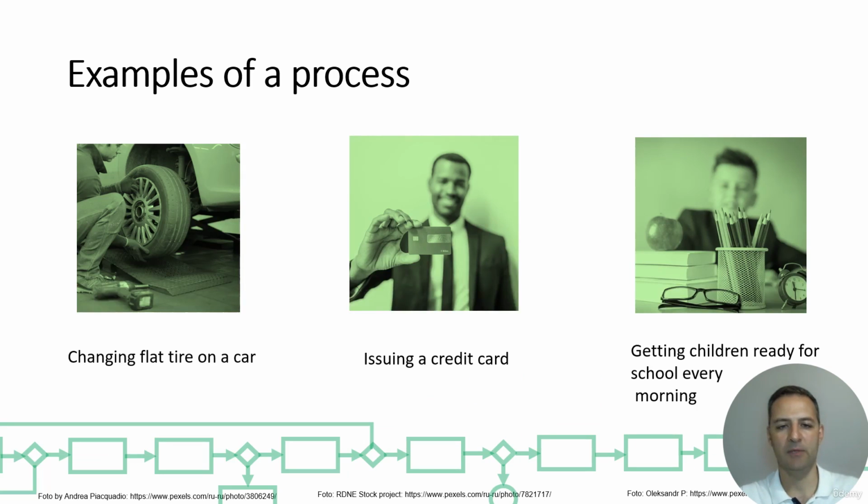Let's see some examples. First is changing a flat tire on a car. One needs to perform several activities: lift the car, take off the flat tire, put on a new wheel, fasten nuts, and so on. The result is that the client can drive the car again, so the car is repaired.